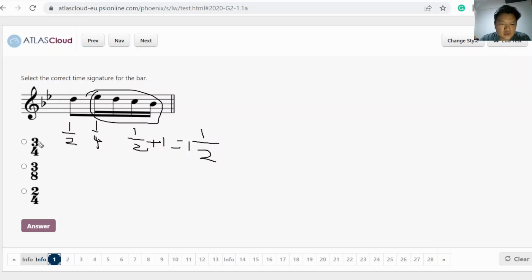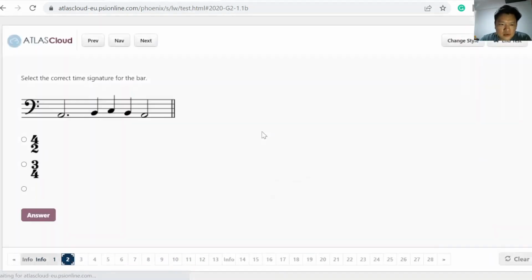So you look at the first one, 3/4, it stands for 3 counts in the bar. 3/8 stands for 1.5 in the bar. 2/4 is 2 counts in the bar. So your answer is 3/4. Sorry, 3/8. Okay, question number 2.